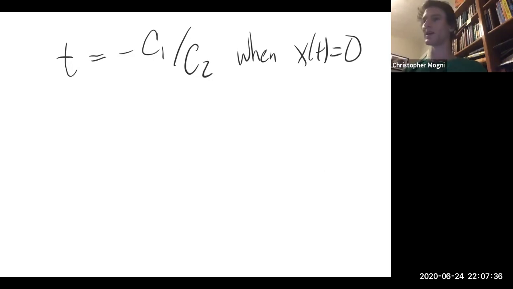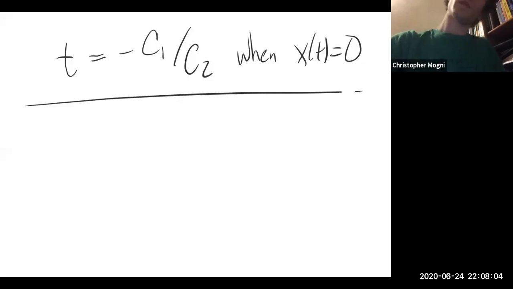This system depends on when you actually start the evolution, at which time. So if I started the evolution at some time which was greater than minus c1 over c2, we would never go through a 0. If instead I had started the evolution before then, you're definitely going to go through a 0, and it's equal to the one that we solved for here.